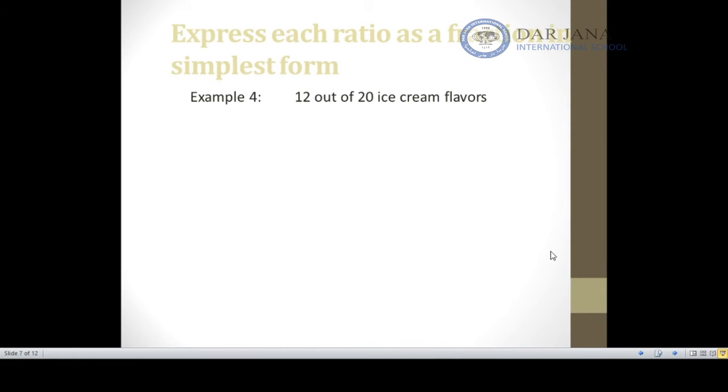In our next example, we have 12 out of 20 ice cream flavors. We have to first write it in fraction form. So there we have it, 12 over 20. Now we have to find the greatest common factor. In this case it is 4, so we divide the numerator and denominator by 4. We get 3 over 5.